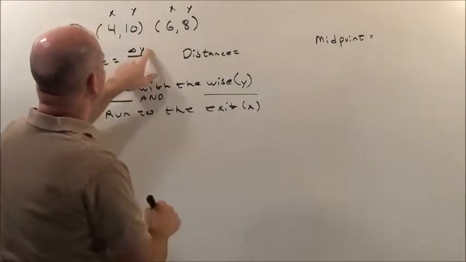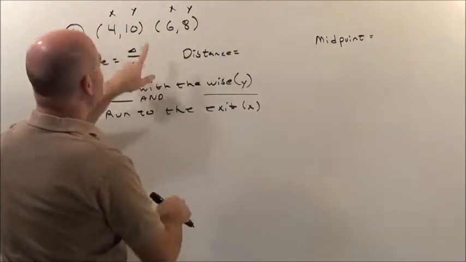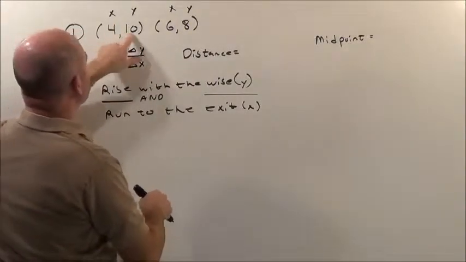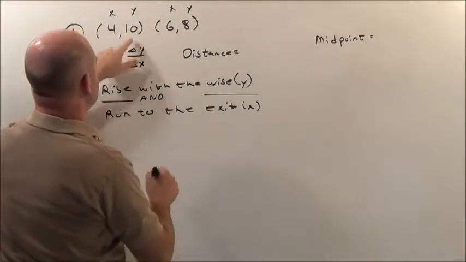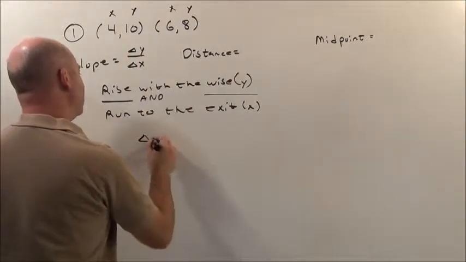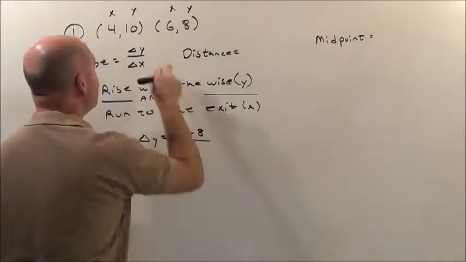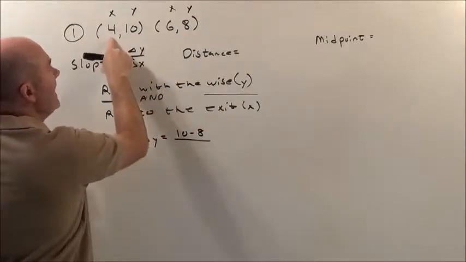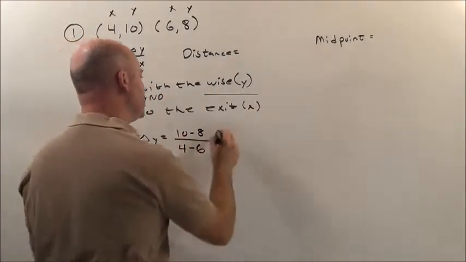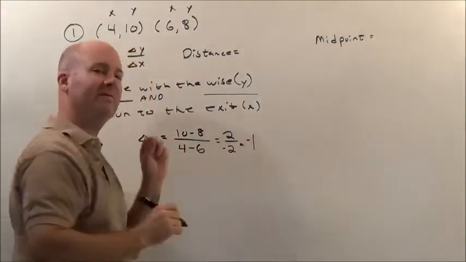Now it doesn't really matter which y value I start with. I can either do 10 minus 8 or 8 minus 10. But if I start with this 10 when I do my y's, I have to start with that being my x point. So let's do that. Let's go, it's 10 minus 8. So the change in our y's. So here's our slope. It's going to be the change in our y's, 10 minus the 8, over, now since I started with this y, I have to start with this x, 4 minus 6. Well, 10 minus 8 is 2. 4 minus 6 is negative 2. So that gives me a slope of negative 1.